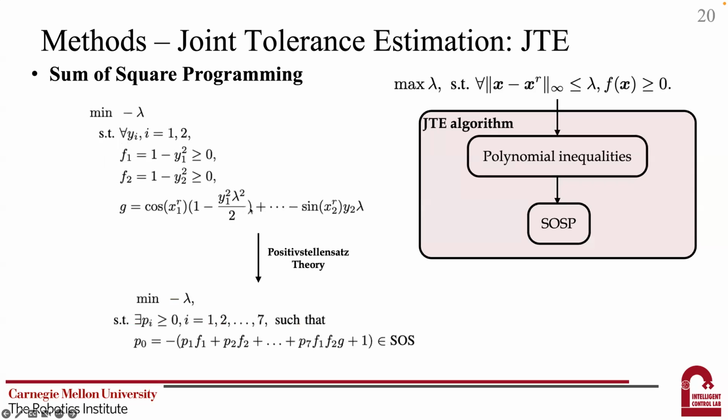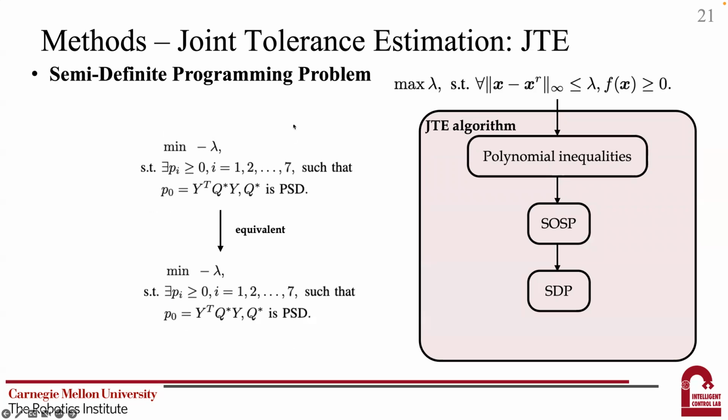And therefore, we dig into the theory behind SOSP and use it to solve the problem. Eventually, a theory called Positivstellensatz can transform the problem into SOSP format as shown below, which means we optimize lambda such that there exists a set of positive scalars pi to make p0 a sum of squares polynomial. To solve the sum of squares programming, we can efficiently transform it into a semi-definite programming problem where we do a sum of squares decomposition of p0 and show that Q star is positive semi-definite.